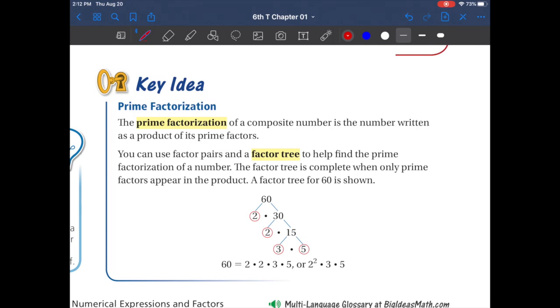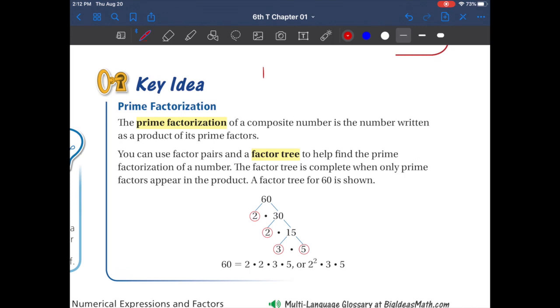In example number 2, we are going to learn about prime factorization and factor tree. Well, prime factorization is when a composite number is written as a product of its prime factors. Well, we have to go back to what is a prime number. A prime number is a number that you can only multiply by 1 and itself.